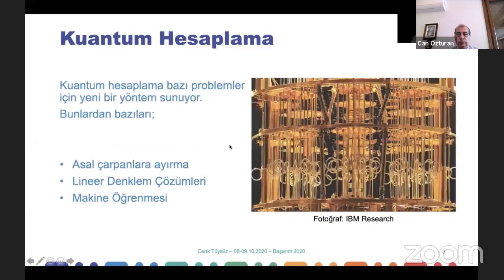Peki neden kuantum hesaplama? Kuantum hesaplama şu anda aslında henüz emekleme aşamasında olan bir alan. Ama şu anda teorik çalışmalar bize gösteriyor ki kuantum hesaplamayla asal çarpanlara ayırma, lineer denklem çözümleri ve belki de makine öğrenmesi gibi alanlarda bir avantaj sağlayabiliriz. Bu teorik araştırmalar bize şu merakı uyandırıyor: eğer makine öğrenmesine bir avantaj sağlamamız mümkünse bu çok güzel bir şey. Ve kesinlikle bu problemde bize bir avantaj sağlayabilir. Ve bunun üzerinde çalışmalar yapıyoruz.